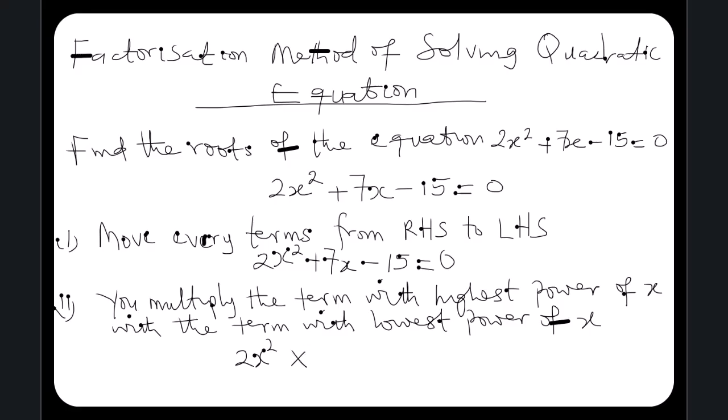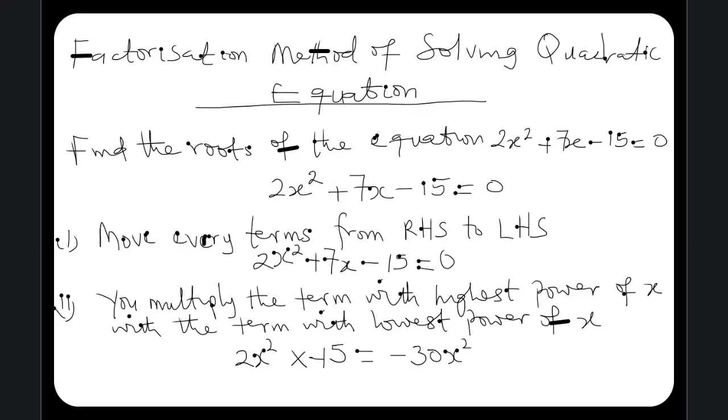You have to multiply it by the term with the lowest power of x. The term with the lowest power of x here, you agree with me, is what? It's 15, because the power of x here is 0. So that means it has the lowest power of x. So you have to multiply it. Sorry, it's minus 15. Please take note of the sign. So 2x squared times minus 15 will give us minus 30x squared.